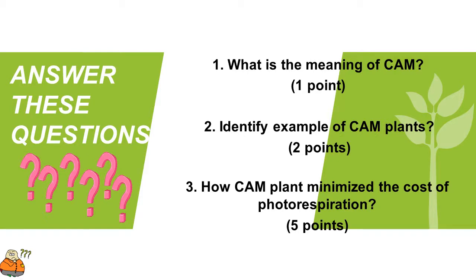Can you answer all these questions? Number 1, what is the meaning of CAM? 1 point. Number 2, identify an example of CAM plants. 2 points. Number 3, how do CAM plants minimize the cost of photorespiration? 5 points.